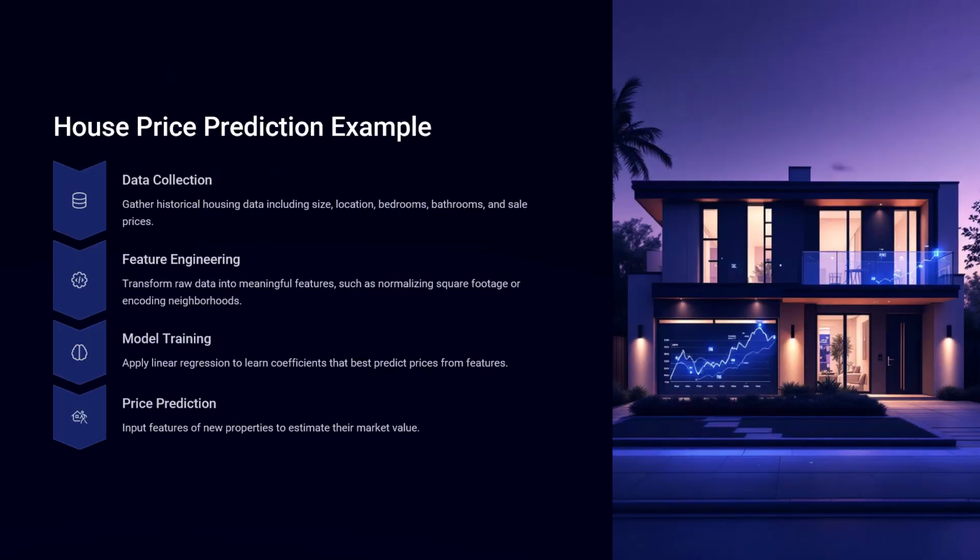House price prediction example. Data collection. Gather historical housing data including size, location, bedrooms, bathrooms, and sale prices. Feature engineering. Transform raw data into meaningful features, such as normalizing square footage or encoding neighborhoods. Model training. Apply linear regression to learn coefficients that best predict prices from features. Price prediction. Input features of new properties to estimate their market value.